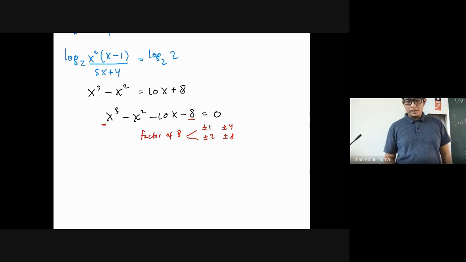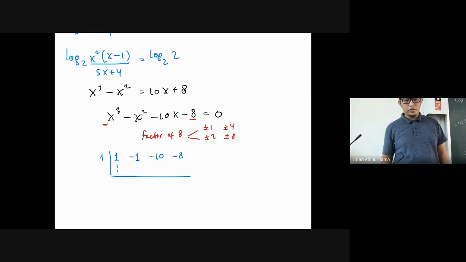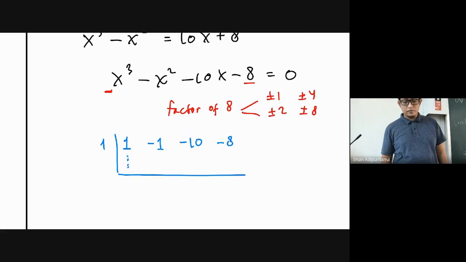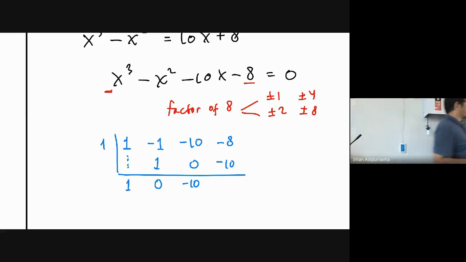And using synthetic division, so 1, negative 1, negative 10, negative 8. Let's try 1 first. This is also reviewing the previous chapters. And this is 1, this is 0, this is 0. I think it won't be 0, right? It will be negative 18. It will have a remainder. Okay, this is called the remainder. Just a little bit of review.